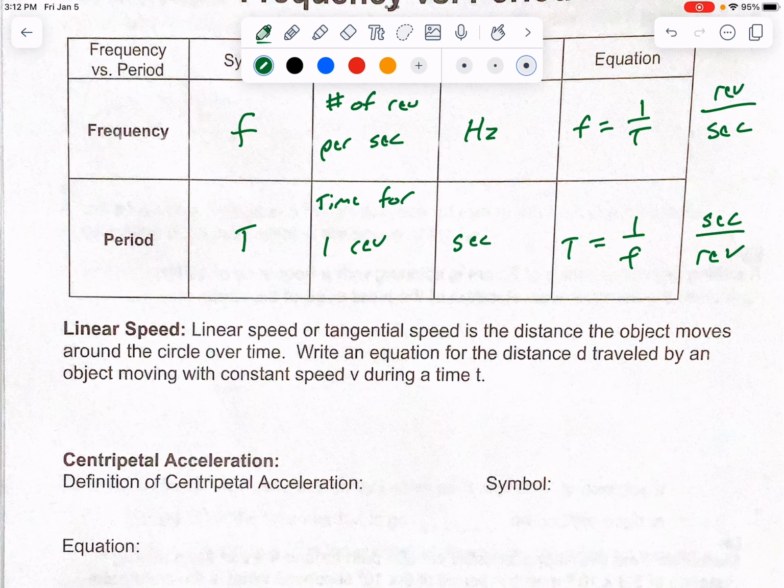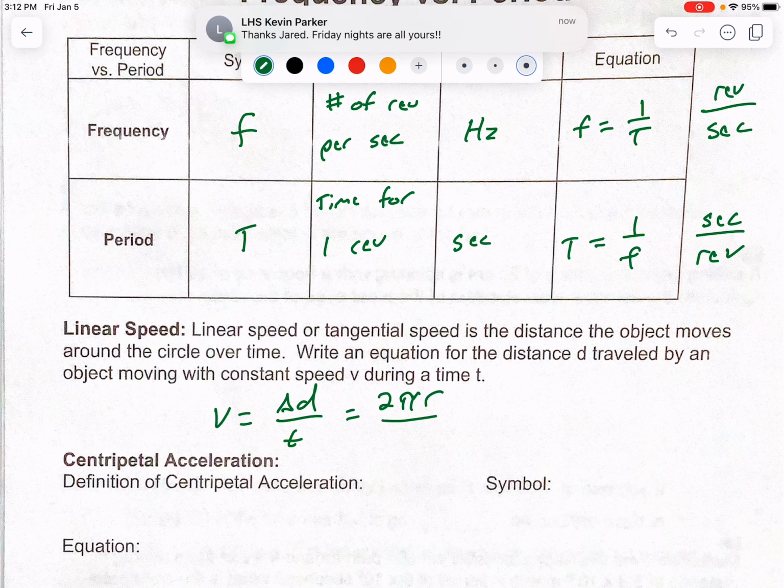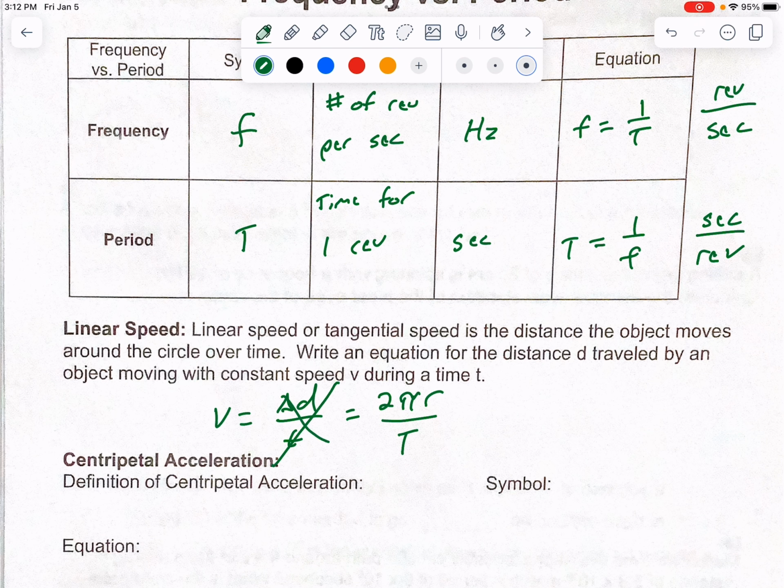Now, linear speed or tangential speed is the distance the object moves around the circle over time. So linear speed is technically v equals d over t. But since we're talking about circular motion, our distance is now our circumference, which is 2 pi r, and your time is going to be your capital T, your period.